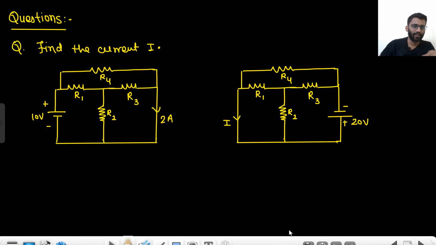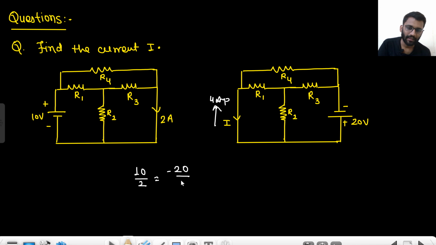4 ampere? Wrong. It would be minus 4 ampere. 10 volt is giving the current like this, 2 ampere. Minus 20 volt means the positive terminal is at the lower side. So it will give me a current of 4 ampere in this direction. So the value of I would be minus 4. Or how you can see, 10 by 2 is equal to minus 20 by I. So I would be equal to minus 4 ampere, right?